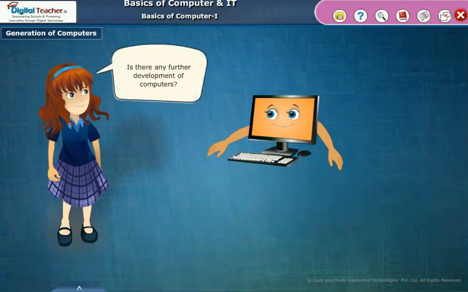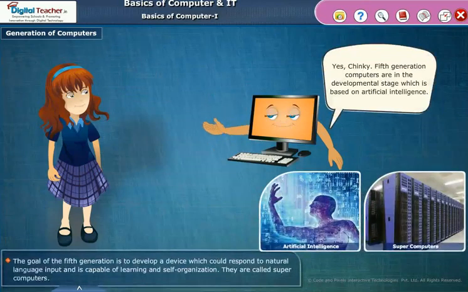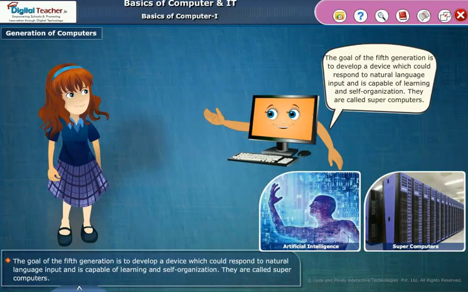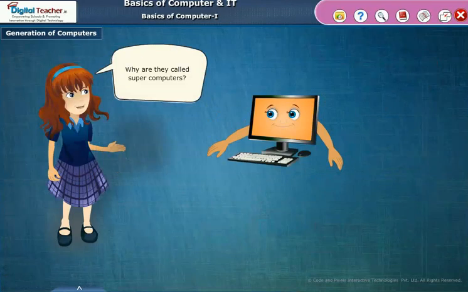Is there any further development of computers? Yes, Chinky. Fifth-generation computers are in the developmental stage, which is based on artificial intelligence. The goal of the fifth generation is to develop a device which could respond to natural language input and is capable of learning and self-organization. They are called supercomputers. Why are they called supercomputers?